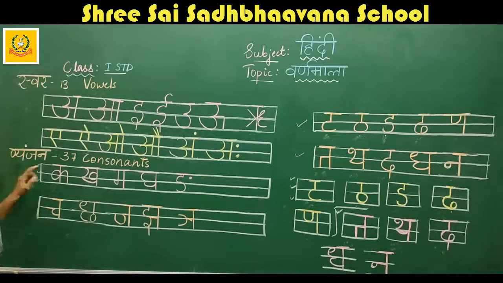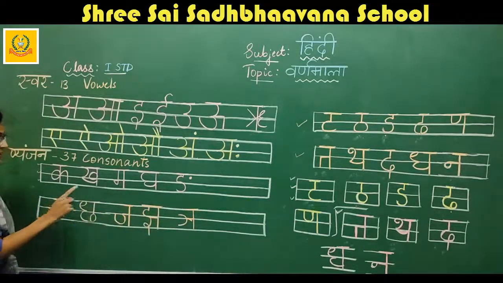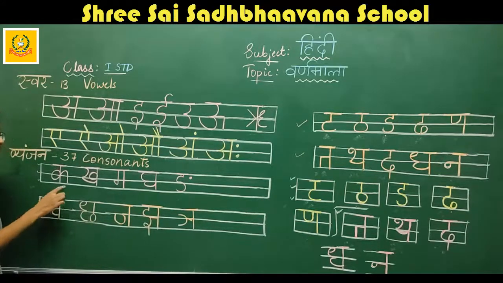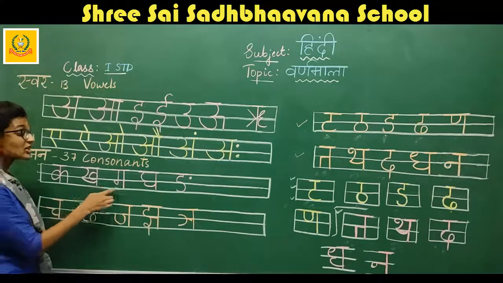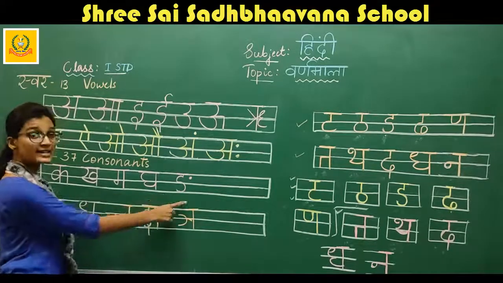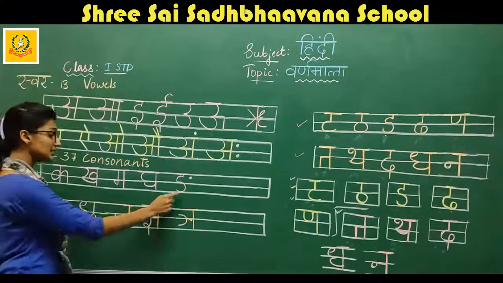Next, in the next topic we learn Vyanjan. What is Vyanjan? Vyanjan means consonants in English, and they are 37 in number. We learn kha varg and cha varg first. So kha varg, kha, gha, nya. Kha says khalika. Kha says khargosh. Gha says gajar. Gha says ghoda. And nya. This is kha varg.